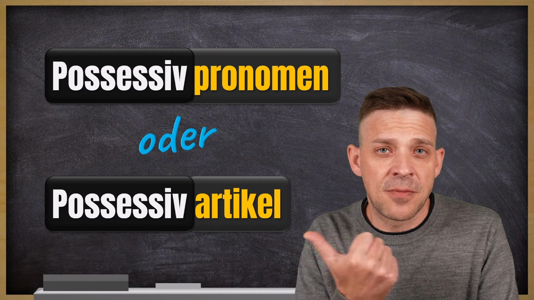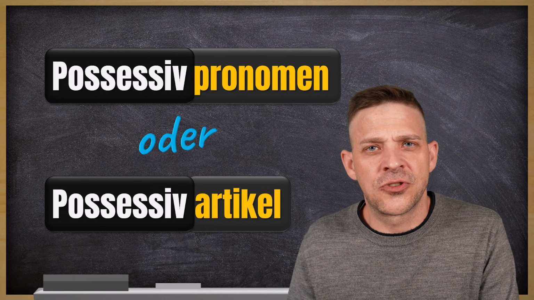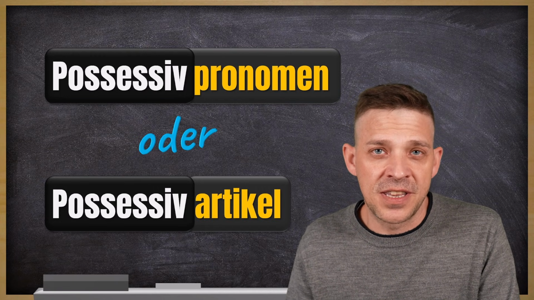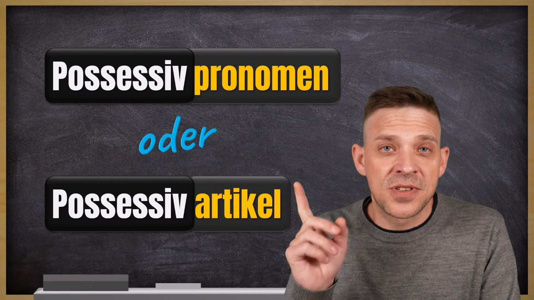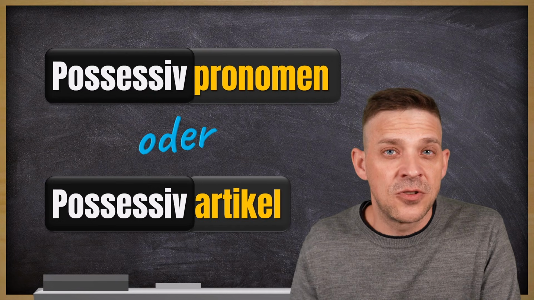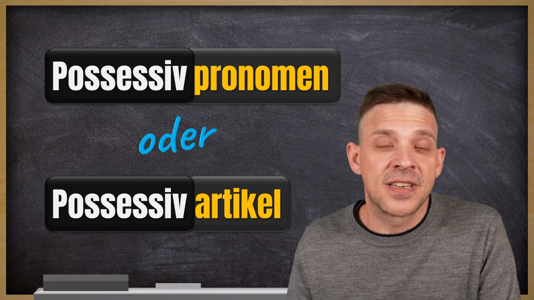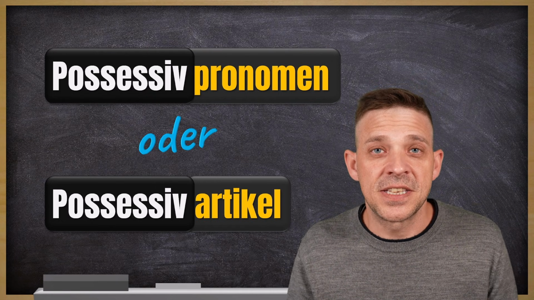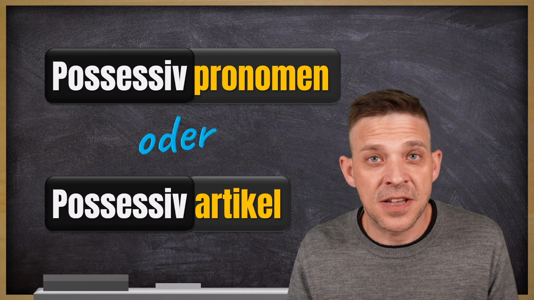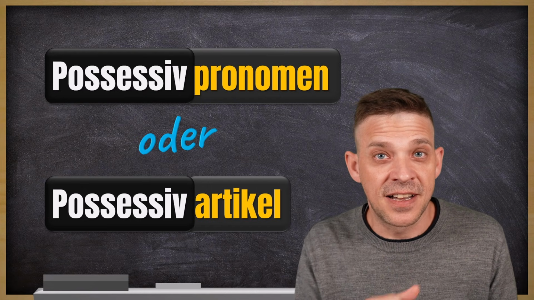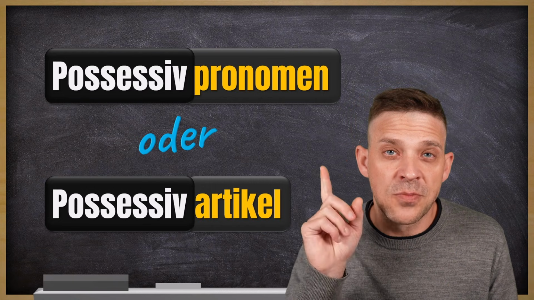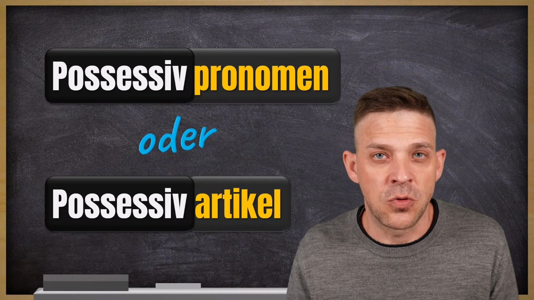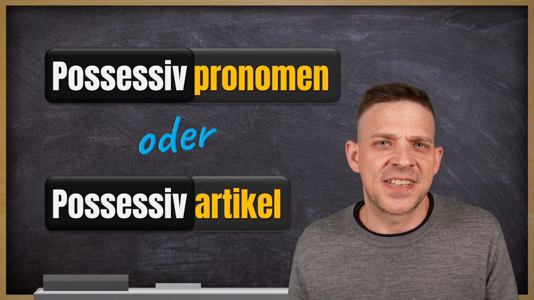Possessive article is something you learn quite early on your German journey, on A1 already. Mein, dein, sein, and so on. And the possessive pronomen is something if you learn it in a textbook, then usually later. Since we already have quite a lot of videos about possessive article, you will find the links down in the description. We will focus more on possessive pronomen. So what is the difference exactly?